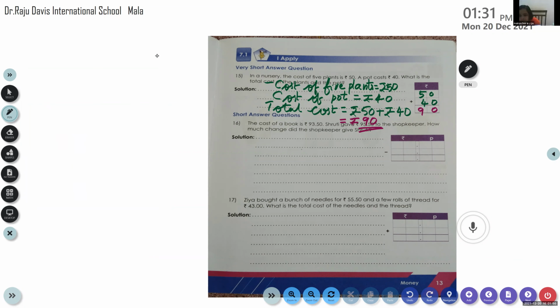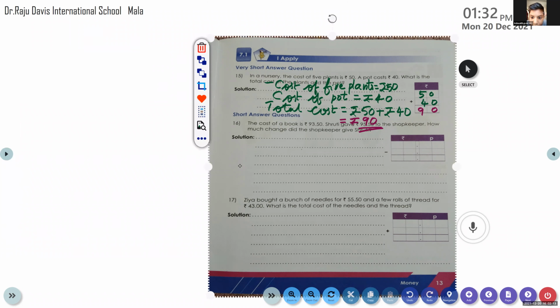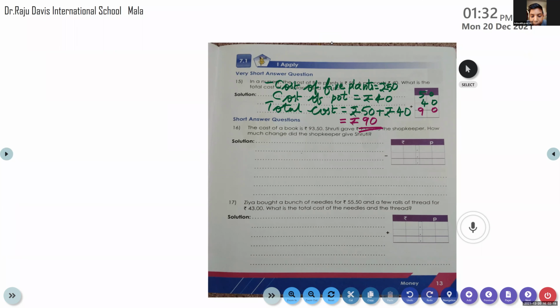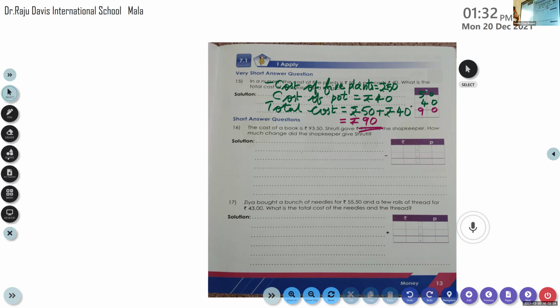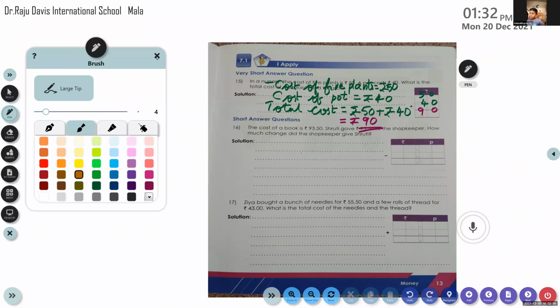Shruti gave 95 rupees 50 paisa to the shopkeeper. How much change did the shopkeeper give Shruti? Okay, now you please listen once again.